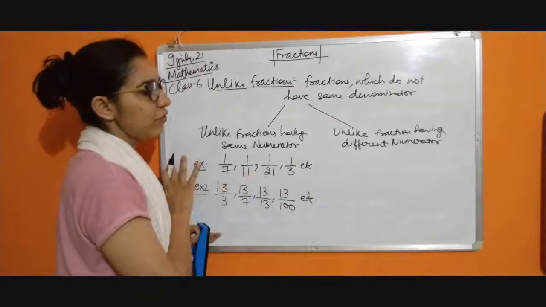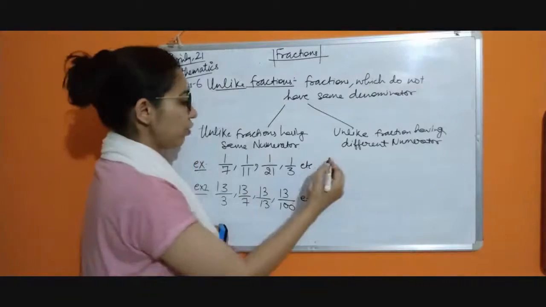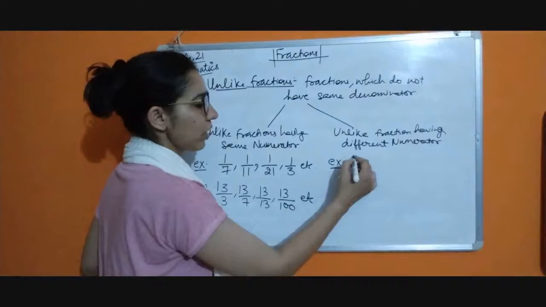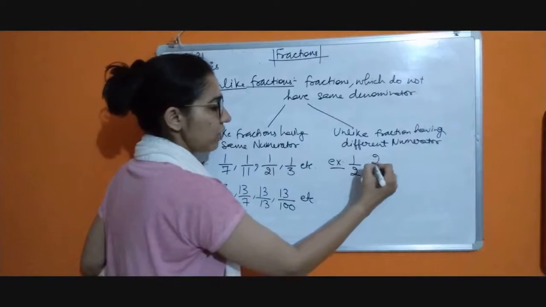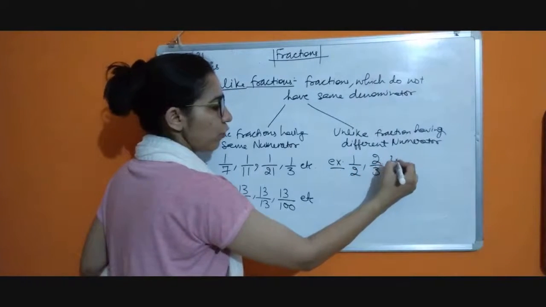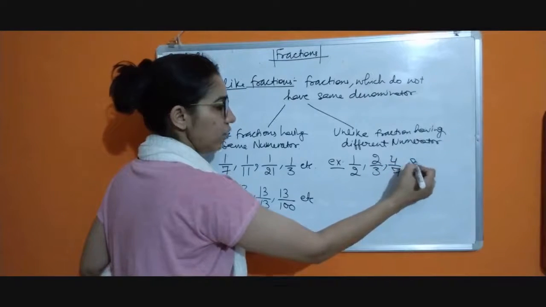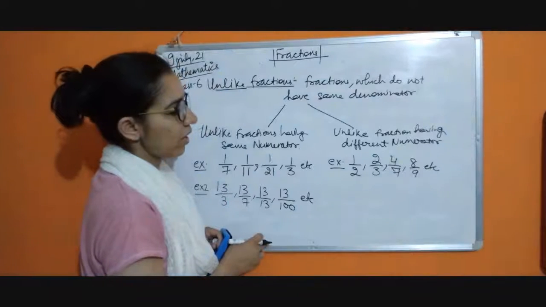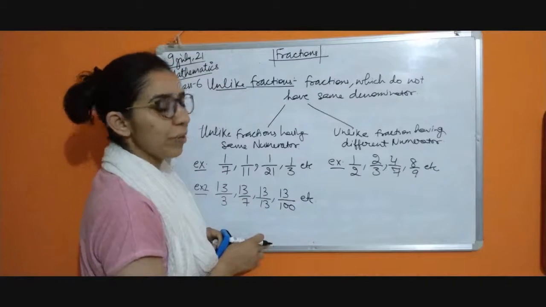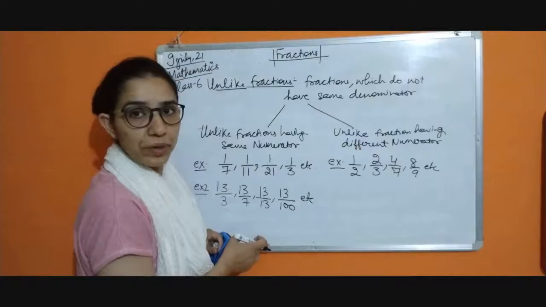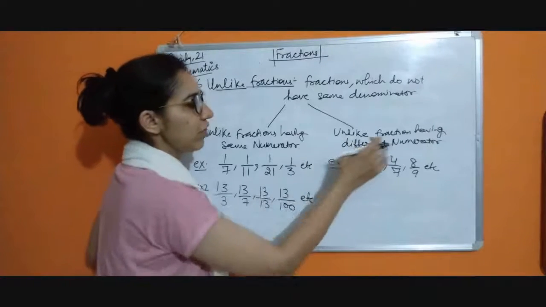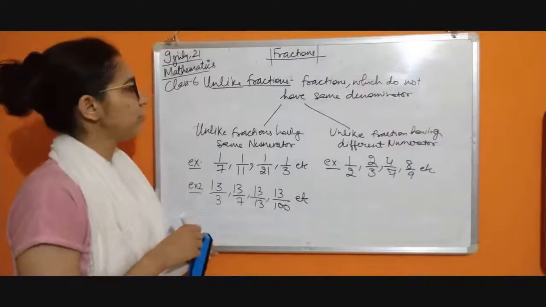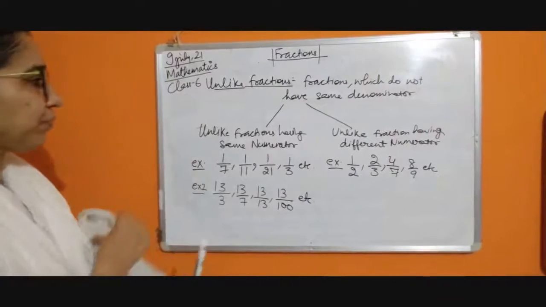The second type is unlike fractions having different numerators. So there is no condition on the numerator and no condition on the denominator. They are going to look like, suppose we have 1 by 2, then we have 2 by 3, or maybe 4 by 7 and 8 by 9, etc. These fractions have different denominators as well as different numerators. So they are going to be unlike fractions having different numerators. So these were the definitions of like and unlike fractions.